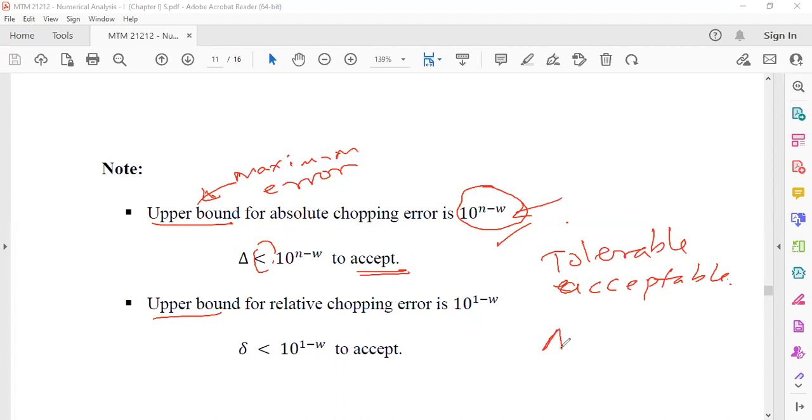Delta can be less than, or equal to, this much of error. So what is the 10 to the power n minus w? We know m is the word length, the actual value's word length. w is the computer's word length. What is n here? Anyone? Can you answer me in the chat? At least one person.